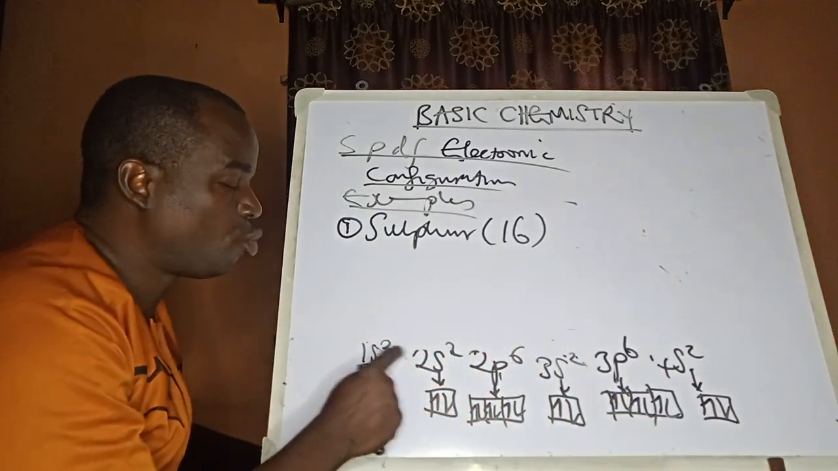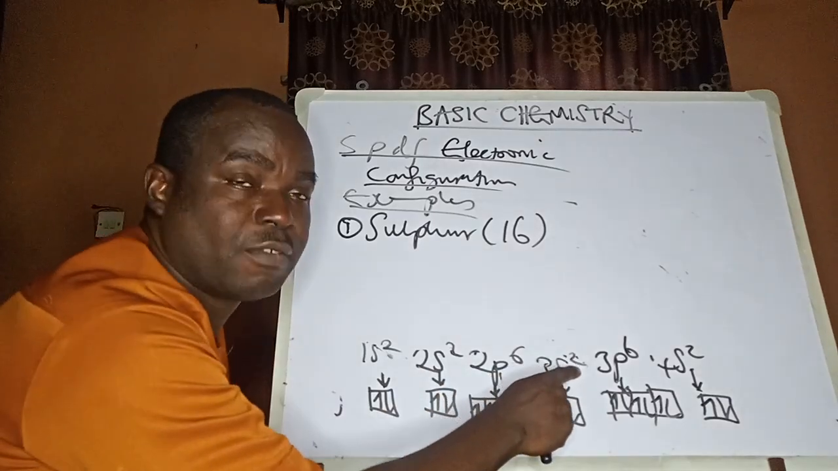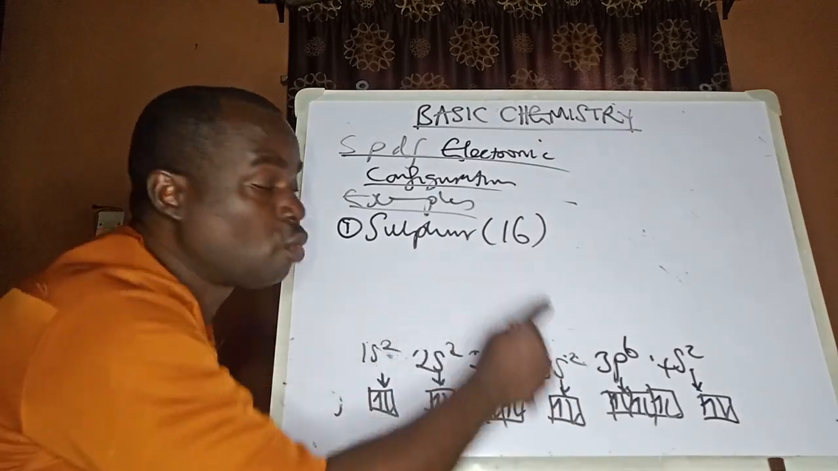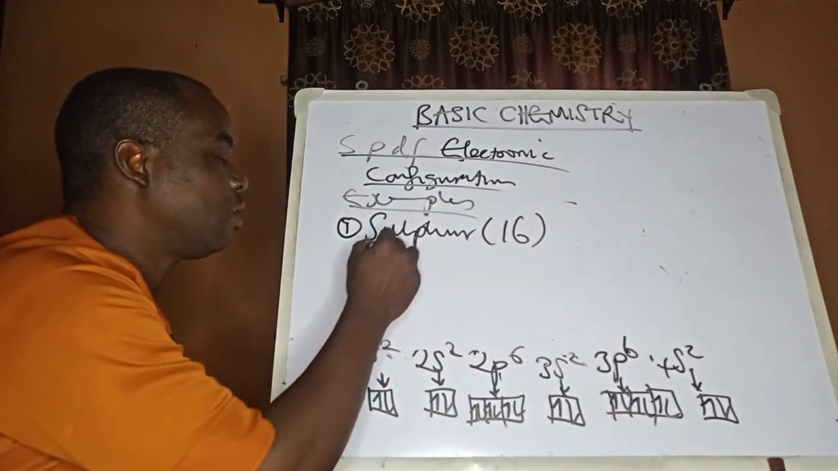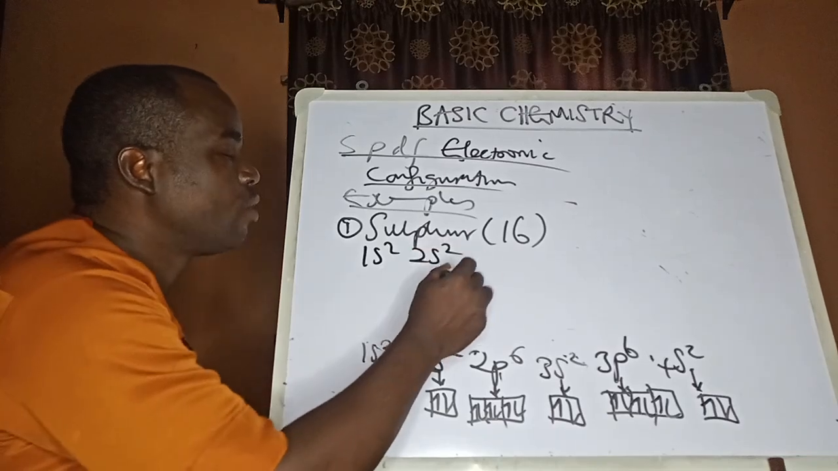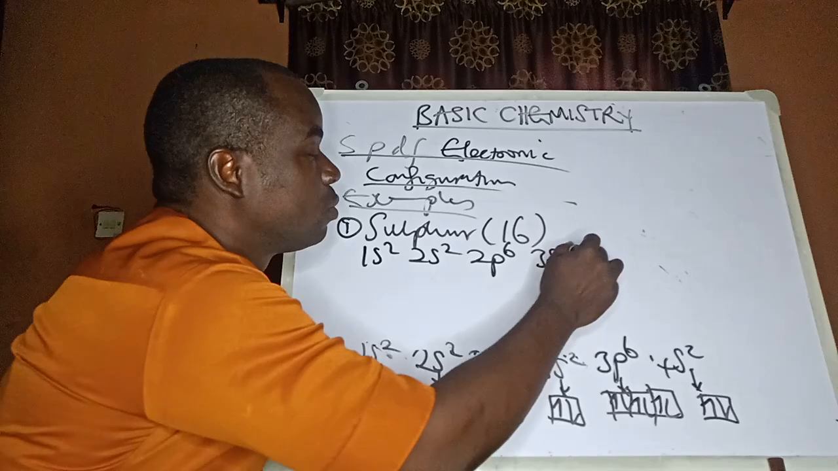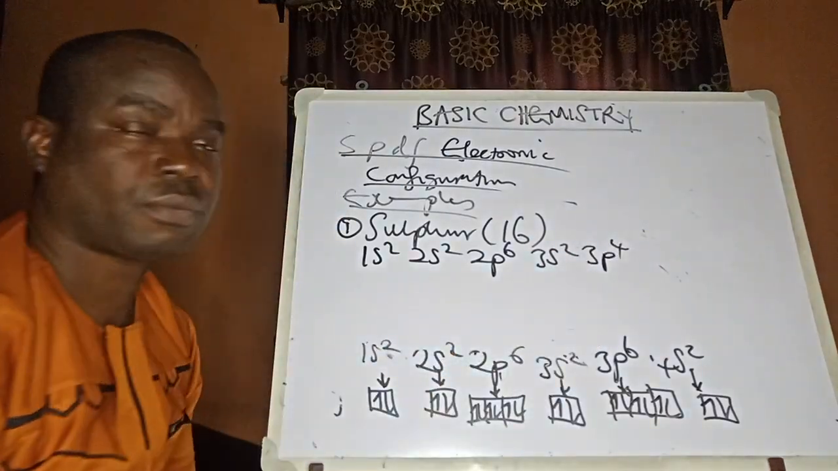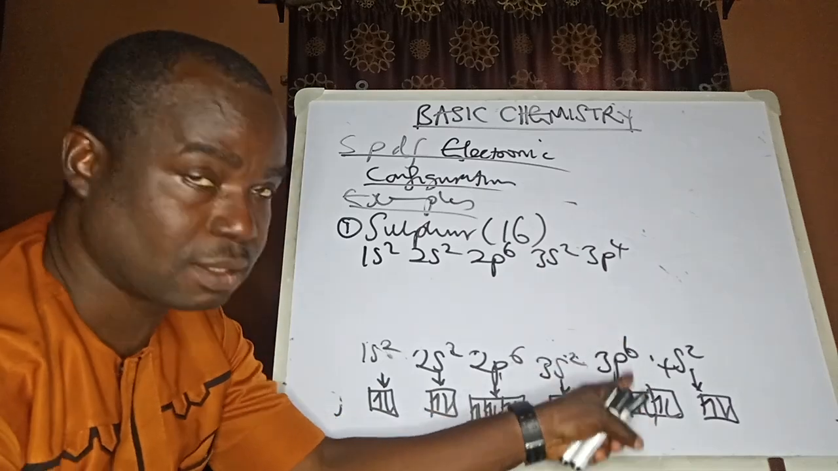Let's go again. 2 plus 2 is 4. 4 plus 6 is 10. 10 plus 2 is 12. Remaining 4 to make it 16. So I'll pick 4 from here instead of 6. So I will now have 1s2, 2s2, 2p6, 3s2, 3p4. Can you see it? I took 4 only from the 6.